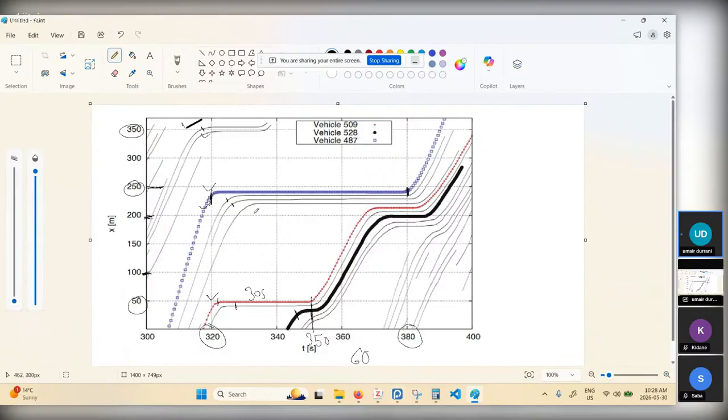So I think that answers your question. These are not locations of the traffic lights. These are just vehicles stopped behind the leader.